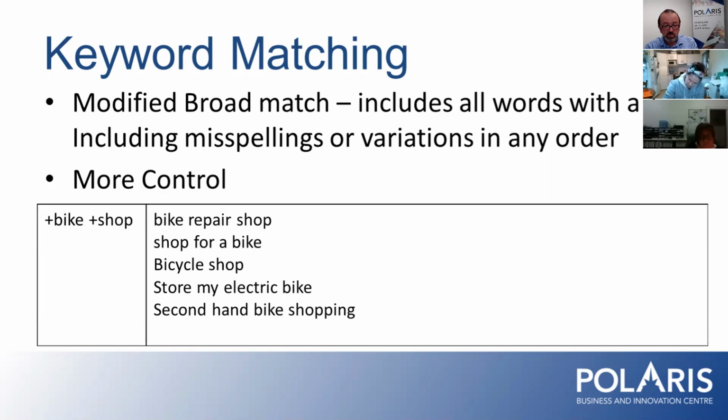All right, so store doesn't mean store in this case. It means how to, keep it somewhere. Secondhand bike shopping could trigger it. So this is called a modified broad match. Less traffic, okay, more control. You get probably warmer traffic.